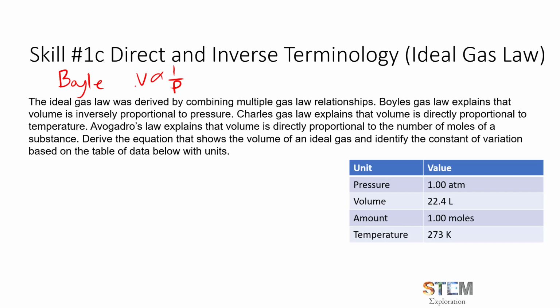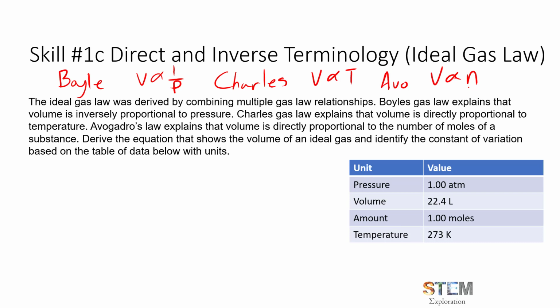And that kind of makes sense, right? If you put a lot of pressure on a pop can, it just squashes. And if we look at Charles' law, this explained that volume is directly proportional to temperature. So they said V is proportional to T. And then Avogadro's law, he found that volume is directly proportional to the number of moles. And typically we use N for that.